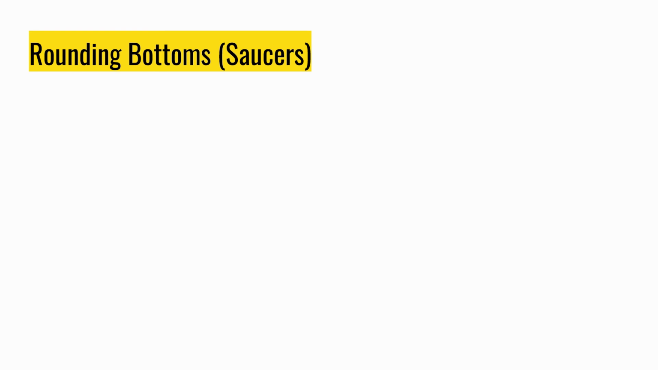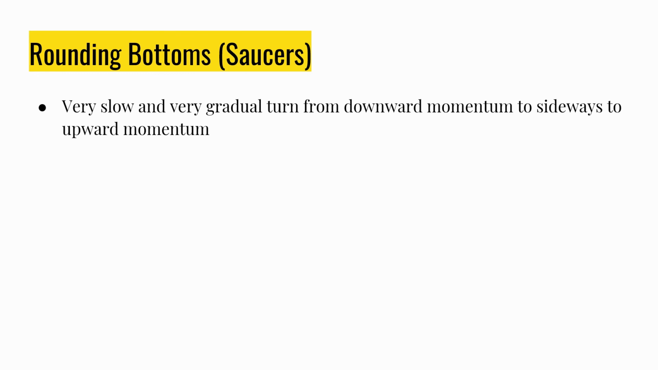I'll be now going over 2 final reversal price patterns that are very hard to trade and should be avoided. The first one is called rounding bottoms. This pattern is a very slow and very gradual turn from downward momentum to sideways to upward momentum. This is difficult to spot due to how long it takes to develop. For instance, they're mostly found on weekly and monthly charts.